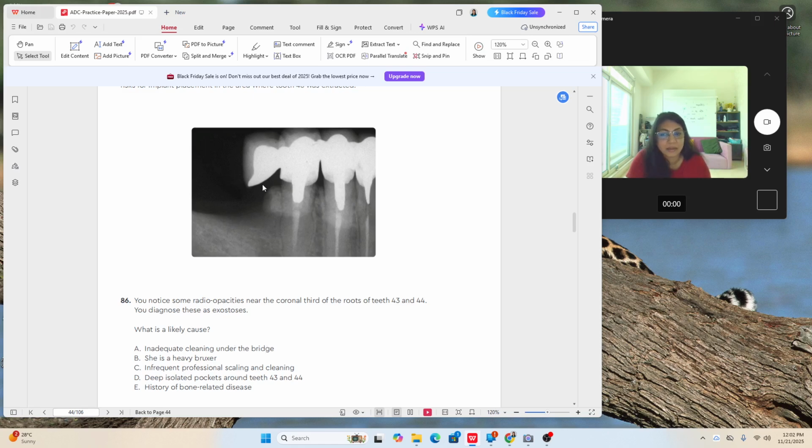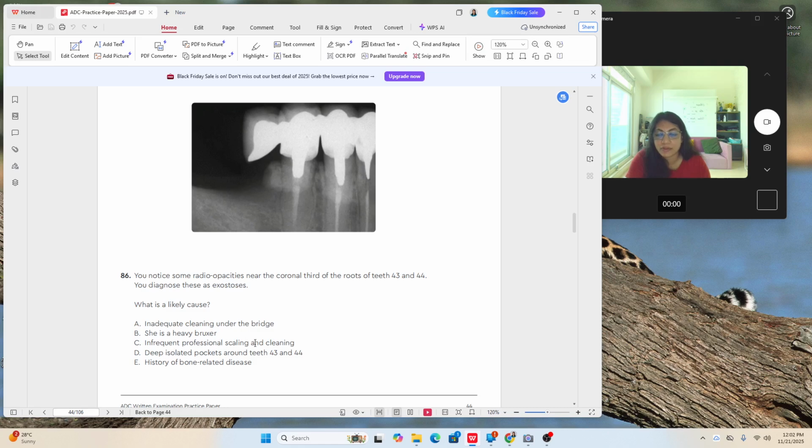Inadequate cleaning under the bridge cannot be radio opaque, it can be radiolucent. It cannot be radio opaque like this. Infrequent professional scaling and cleaning would also result in calculus, but you cannot have a band of exostosis like they have mentioned, exostosis, not calculus deposits. Deep isolated pockets would be radiolucent, and history of bone-related disease is not mentioned in the question, so we are not going to go with that, right? So she is a heavy bruxer, that is the answer.